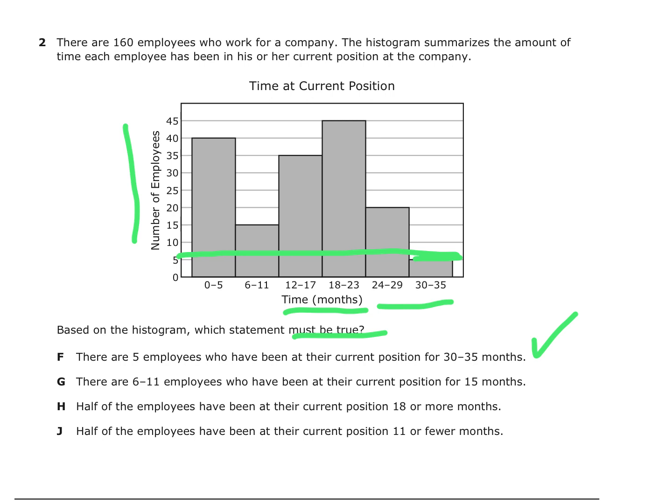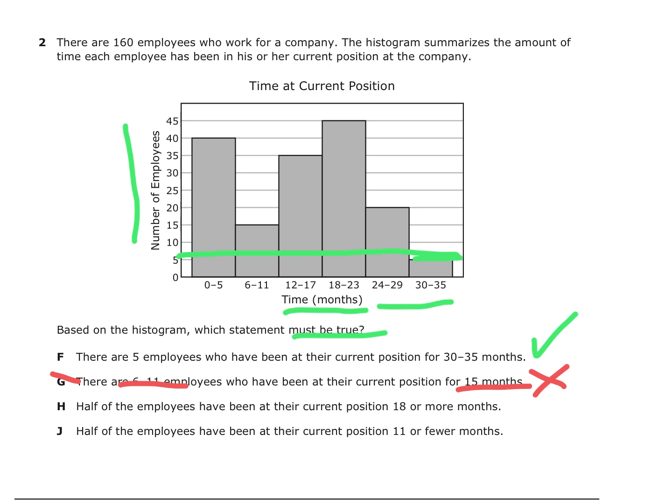Answer G says that there are 6 to 11 employees who have been at their current position for 15 months. Well, there's 6 to 11 here, but this is months. And over here, 15 is the number of employees. So these are switched around. So the number of employees and the number of time are switched around. So that is incorrect. It should be 15 employees for 6 to 11 months. It's a little bit tricky, so you have to be careful when you're reading this.